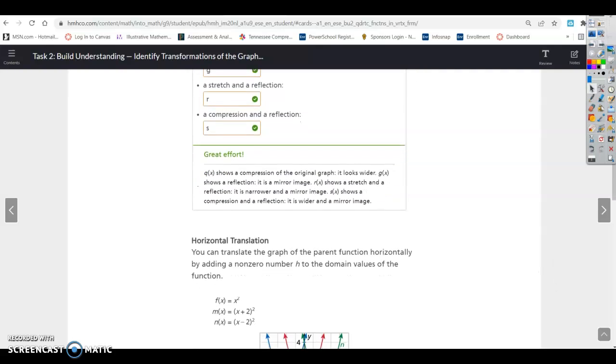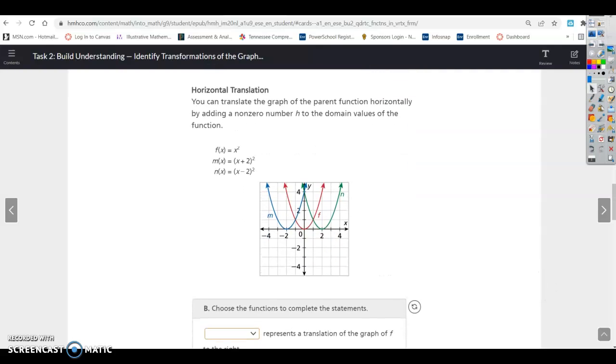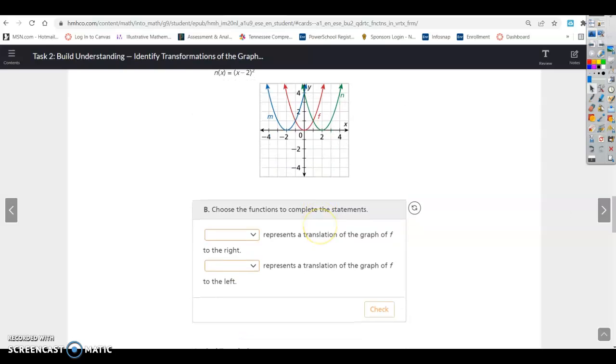And that's just talking about what happens if you translate the parent function. All right, so a horizontal translation: you can translate the graph of a parent function horizontally by adding a non-zero number h to the domain values of the function. So if we have f of x equals x squared, m of x equals x plus 2 squared, and n of x equals x minus 2 squared. You can see m moves you 2 units to the left, and n moves you 2 units to the right. So it says choose the function to complete the statements.